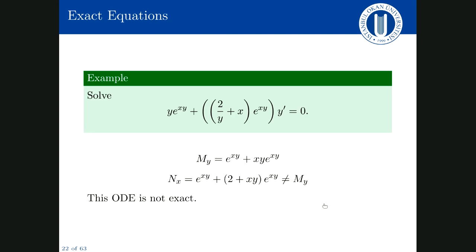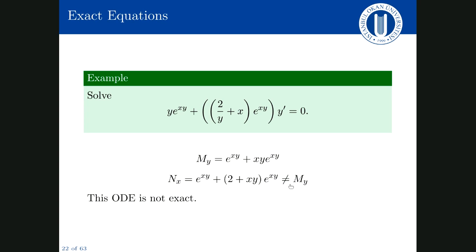For example, solve the equation y e to the power xy plus (2 over y plus x e to the power xy) multiplied by y prime is equal to 0. For this equation, My is e to the xy plus xy e to the xy, and Nx is e to the xy plus 2 plus xy e to the power xy, which is not the same as My. This equation is not exact.